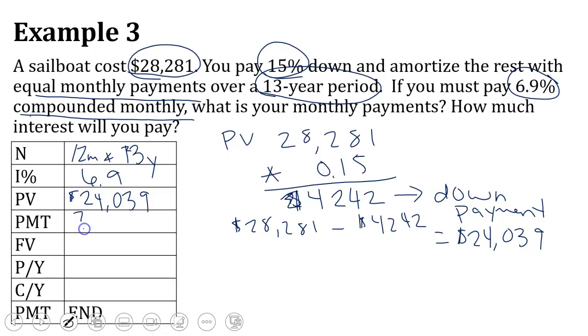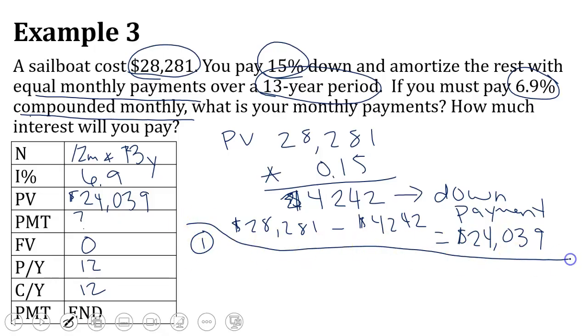So we don't know our payment. Our future value is 0 and we pay and compound every month. So put that in your calculator. And we got our monthly payment of $233.82. So now we need to figure out how much interest we paid.